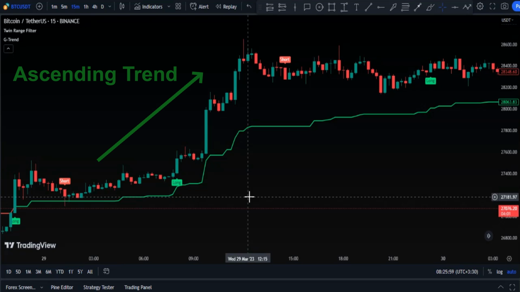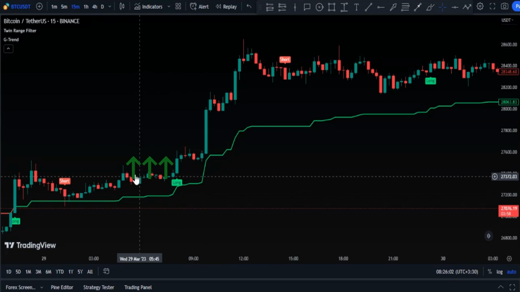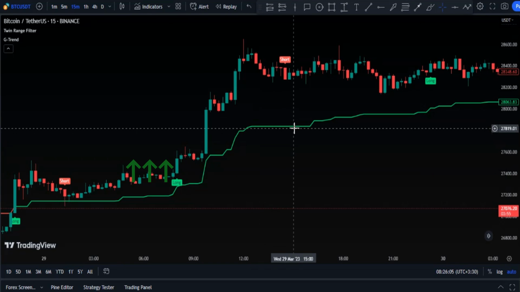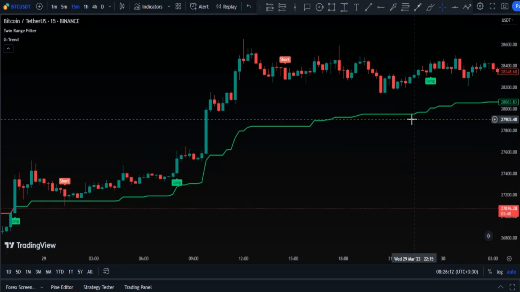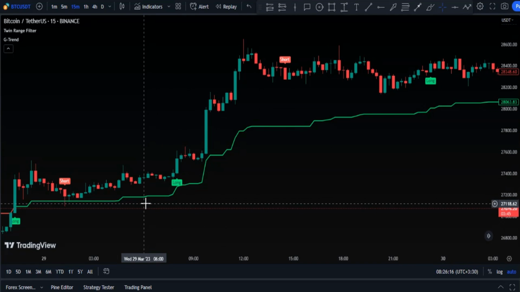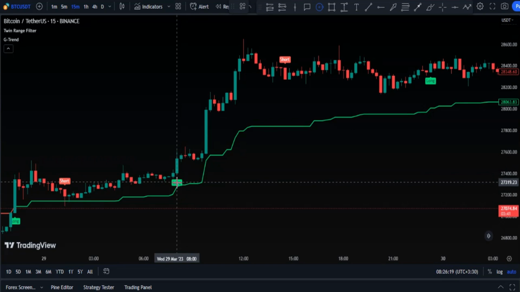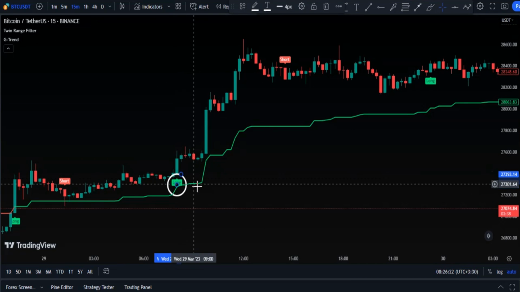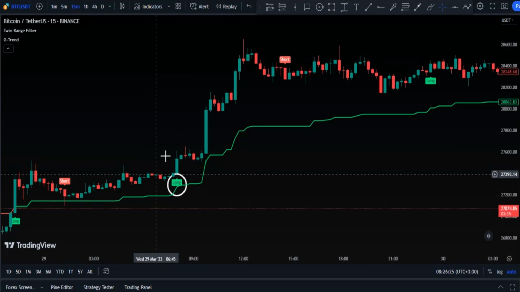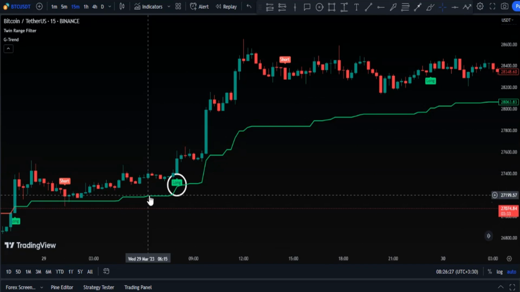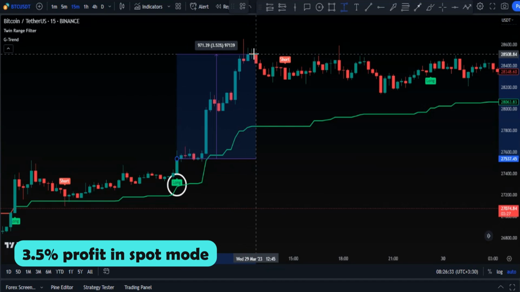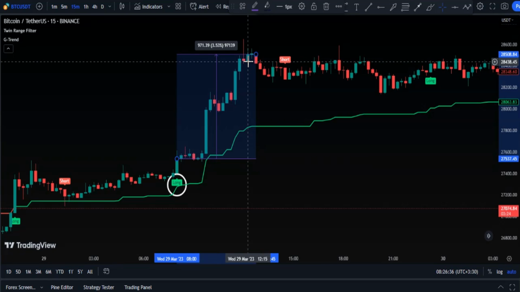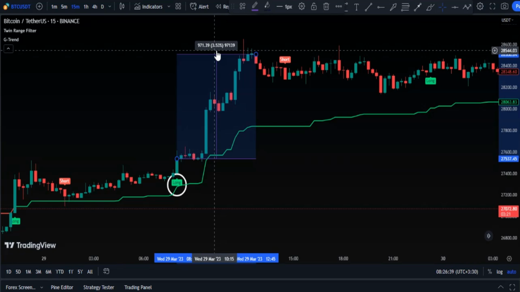Whenever the trend of the market is ascending, meaning the price is above the G-Trend indicator, and also the color of the G-Trend graph itself is green, we should only enter long trades and we avoid entering short trades. For example, we got a long signal here. The trend is ascending because the price is above the G-Trend indicator and the G-Trend graph is also green. So we could have used this signal to enter a trade and made 3.5% profit from it in the spot mode, which is truly a lot of profit for a single trade in the spot mode.